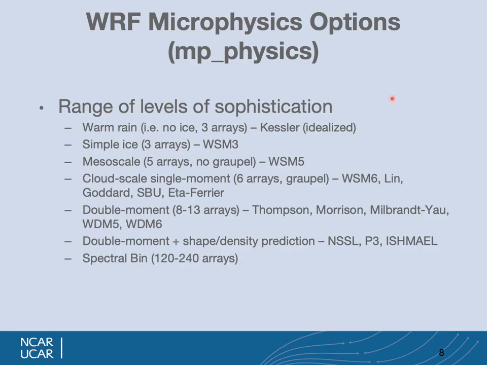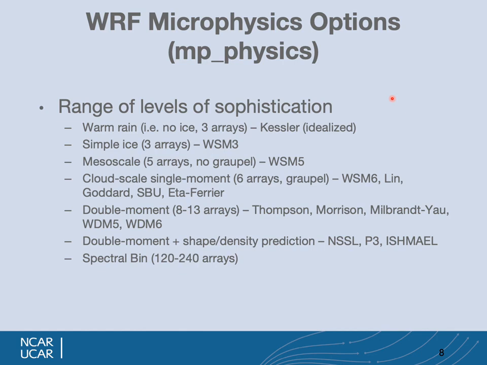So we have this range of levels of sophistication. Warm rain, for example, the Kessler. Simple ice, still only 3 arrays, like WSM3. Mesoscale, which is low resolution microphysics, where it doesn't have graupel and is sufficient for 10 or more kilometer grid sizes, WSM5. Then you have the single moment schemes like WSM6. I'll go into what double moment means later, but these contain graupel.